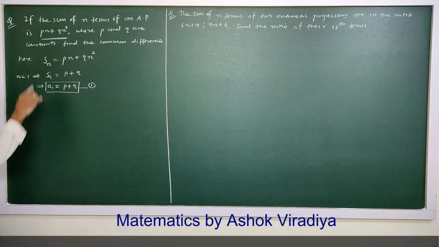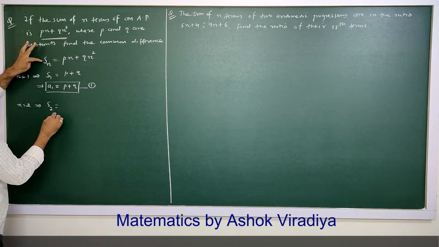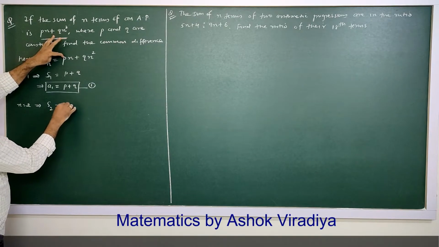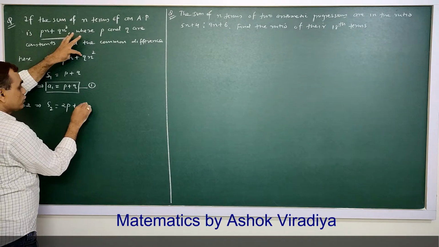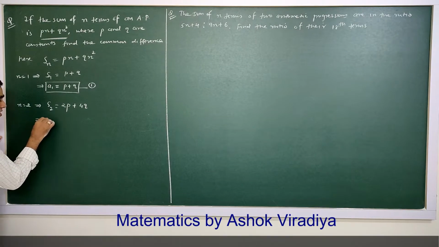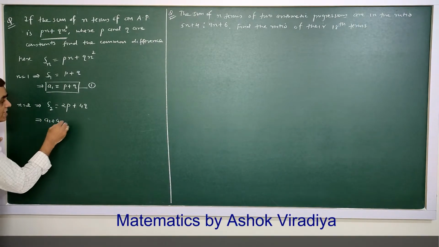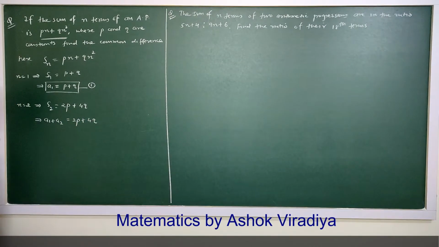Now I put here n equal to 2. So putting n equal to 2, S2 is equal to 2 into P plus 2 square is 4 into Q. Now sum of first 2 terms, that is A1 plus A2, equals 2P plus 4Q.